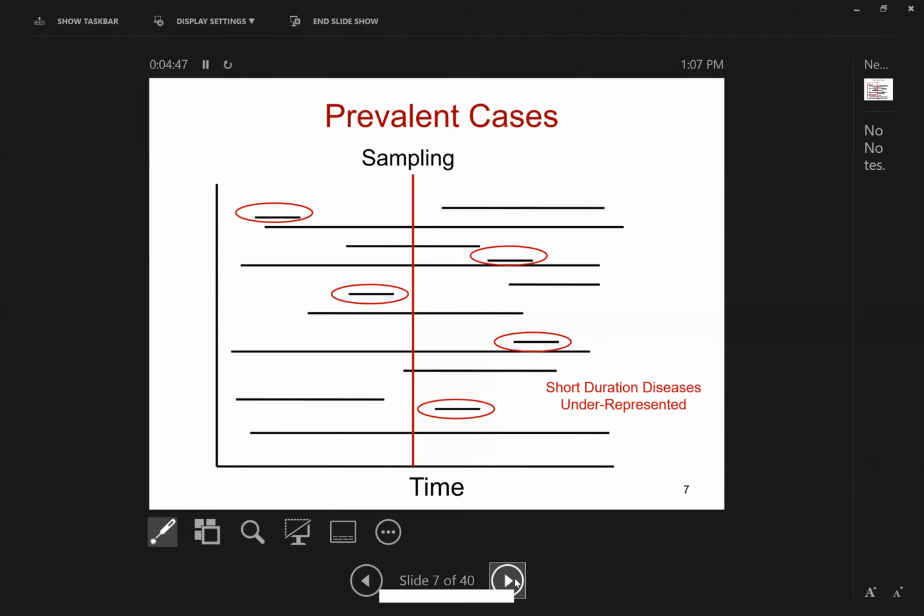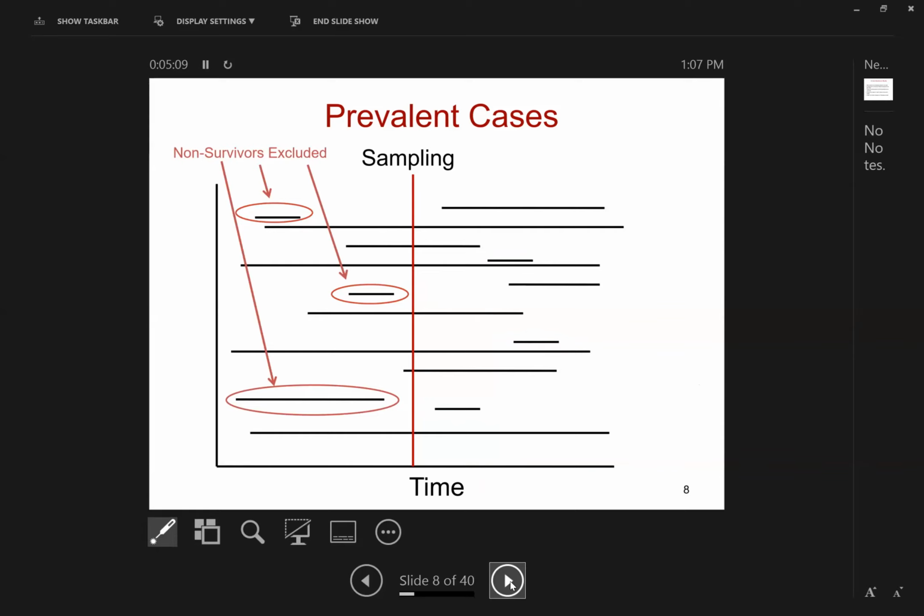Prevalence is excellent for long duration or chronic conditions, right? So if we say hypertension, we always think about prevalence. Diabetes, we think about prevalence. Dementia, we think about prevalence. Depression, we think about prevalence. Not quite acute short duration illnesses. They tend to be underrepresented in a cross-sectional study.